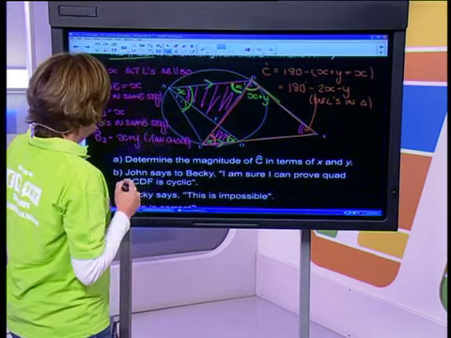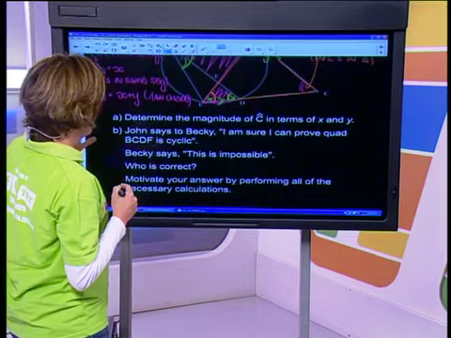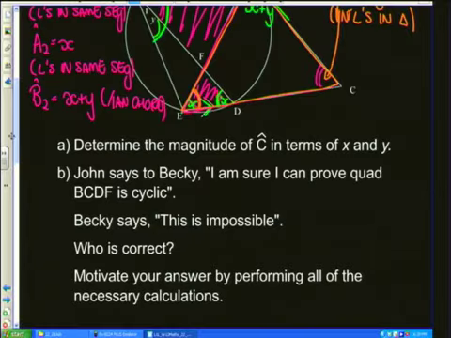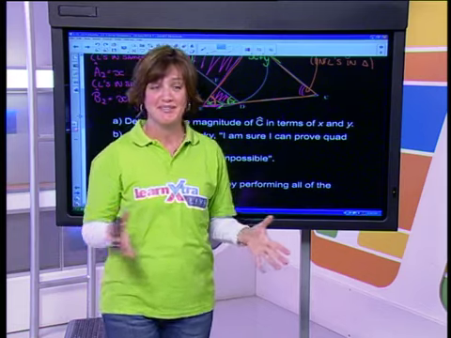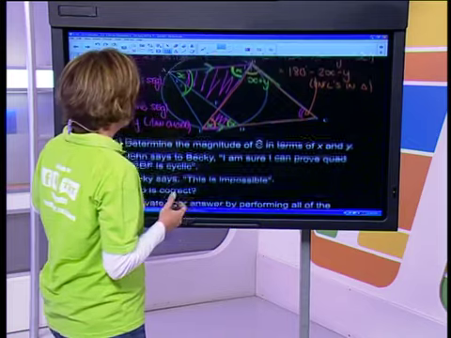Okay. Following on from this question, it then goes on to say, we've got John and Becky, and they're having a little argument here. John says to Becky, I'm sure I can prove that quadrilateral BCDF is cyclic. And then Becky says this is impossible. So what we need to establish is who's correct. Who's the one that's right here?